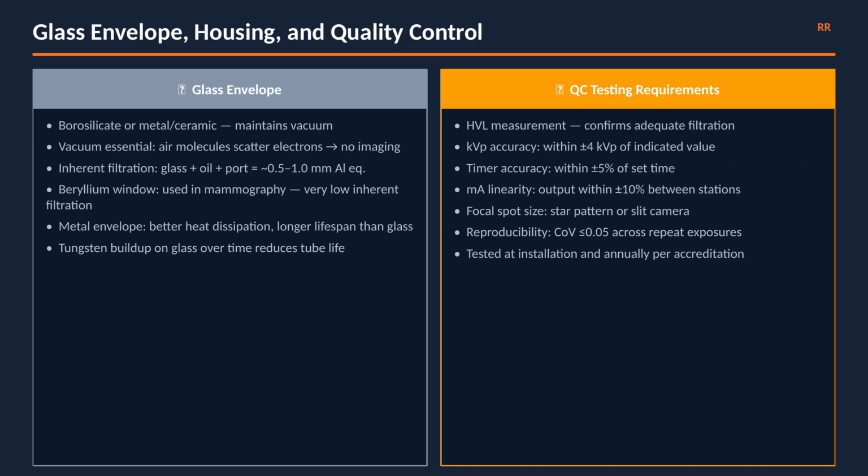Timer accuracy must be within plus or minus 5%. MA linearity must be within plus or minus 10% between stations. Focal spot size is verified by star pattern or slit camera. And reproducibility must show a coefficient of variation of 0.05 or less. All tested at installation and annually.